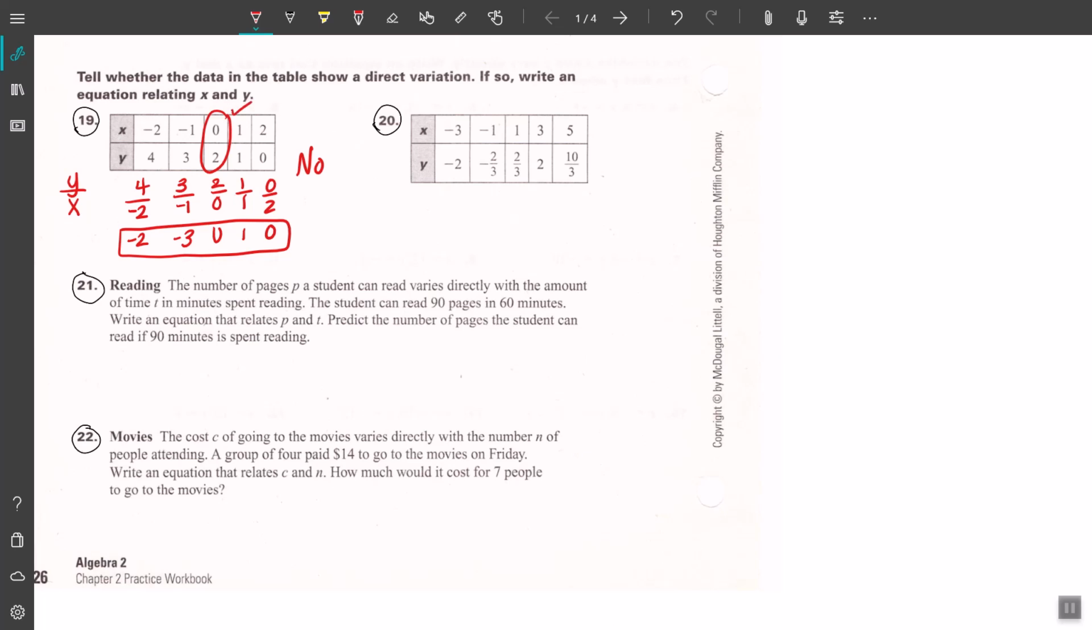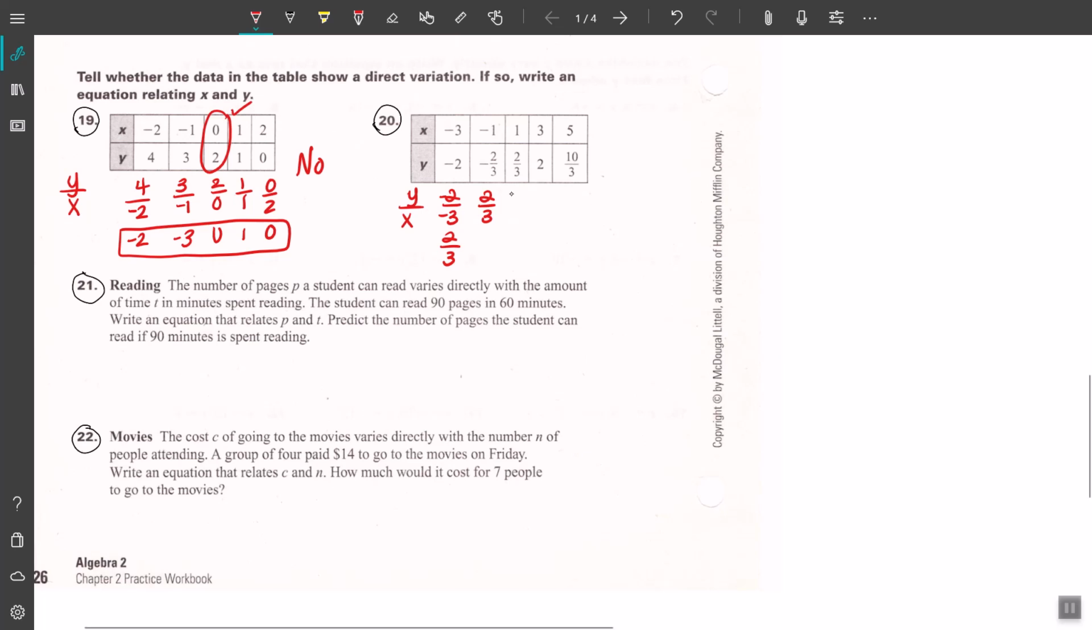Number 20, we'll do the same thing. So we'll take our y and put it over our x and calculate. Again, we're just calculating the ratio. -2 over -3, we get 2/3. -2/3 divided by -1, I'm not going to write that out, but we know that would be positive 2/3.